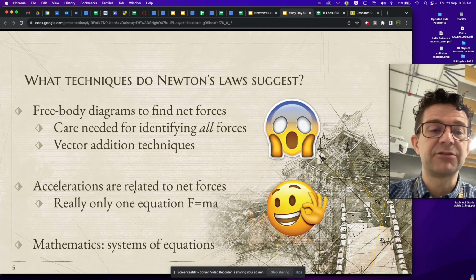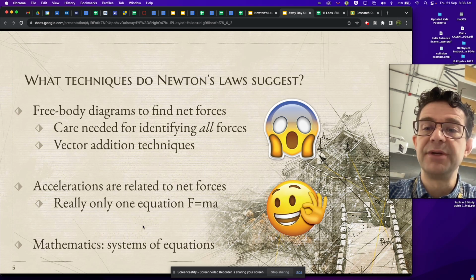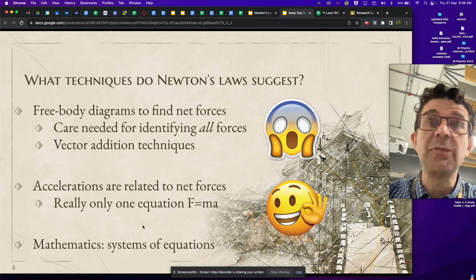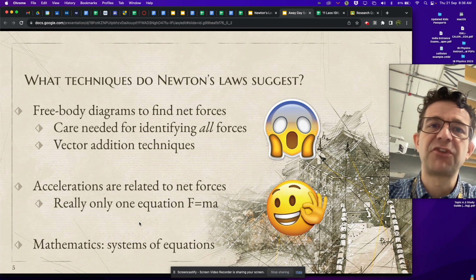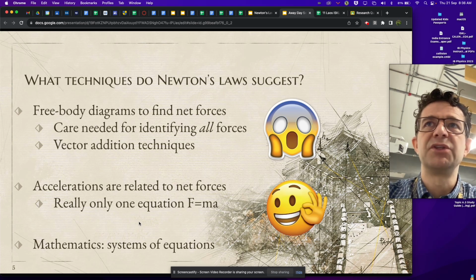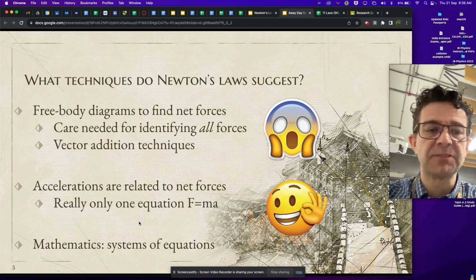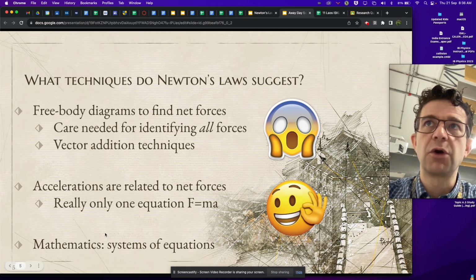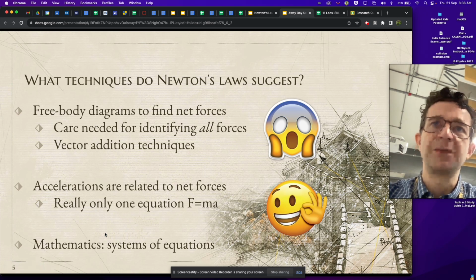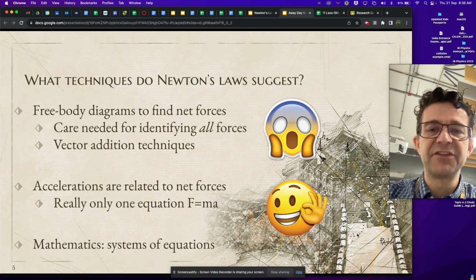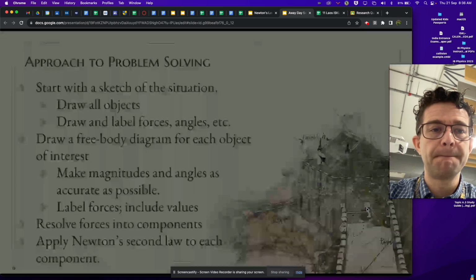On the plus side, accelerations are really related to net forces, and so there's really only one equation that we work with here, which is F is equal to ma. There are some small other things, but we don't have to pick between four different kinematic equations when we're working with Newton's laws problems. The mathematics that we'll see when it becomes a little trickier involves systems of equations, where you have multiple equations that relate to the same two or possibly three variables, and you can use techniques to solve for each of them. So that's going to be something that you'll brush up on.